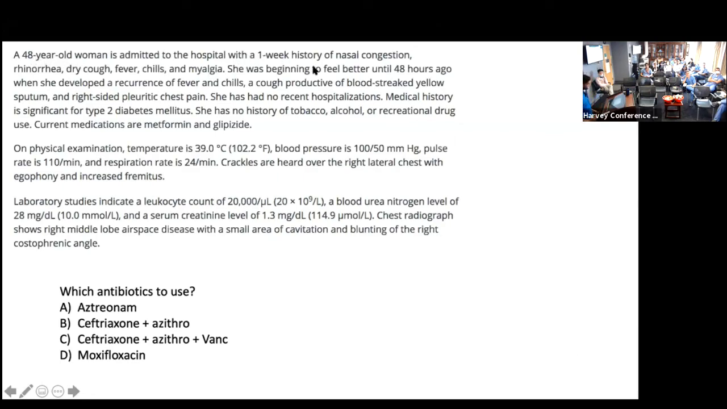A 48-year-old woman is admitted with a 1 week history of nasal congestion, rhinorrhea, dry cough, fevers, chills, and myalgia. She was beginning to feel better until 48 hours ago, when she developed recurrence of fevers and chills, cough productive of sputum, right-sided chest pain, no hospitalization. She has type 2 diabetes on oral hypoglycemics. She's febrile, a little bit tachypneic, tachycardic. Laboratory study shows a white count of 20, BUN 28, serum creatinine of 1.3, and there's a right middle lobe airspace disease with cavitation and a small pleural effusion. So what antibiotics?